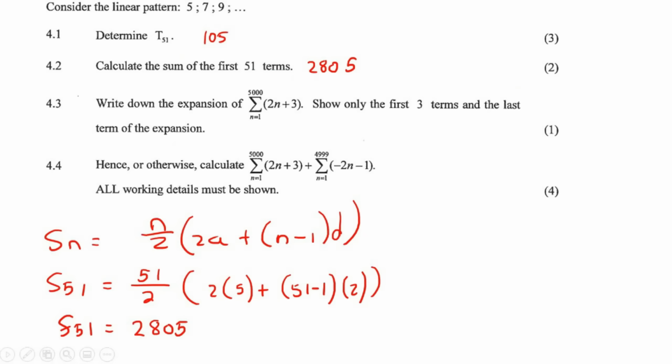4.3, write down the expansion. Ooh, that's an anxiety word. Expansion. Write down the expansion of this. Show only the first 3 terms and the last term. Okay, not difficult at all.